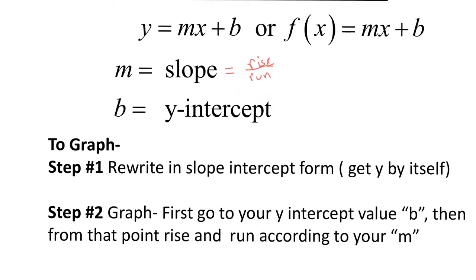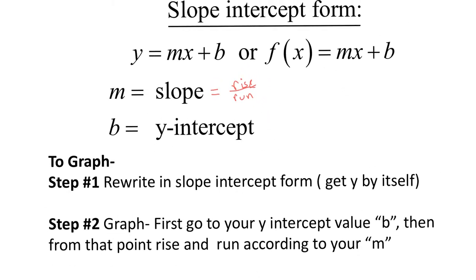So when you graph in slope-intercept form, y is by itself, and you have your slope and your y-intercept. Step number one, check that you do have the slope-intercept form. Sometimes the y is not by itself, so you're going to have to rewrite it with y by itself. If it's already by itself, you're good. Just look for the slope and the y-intercept.